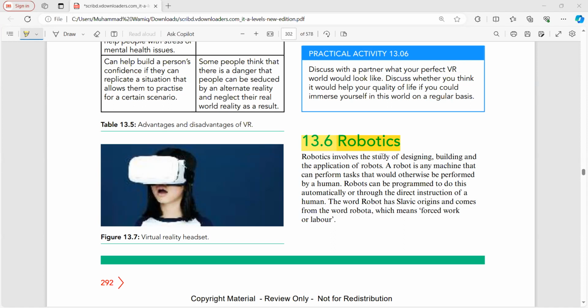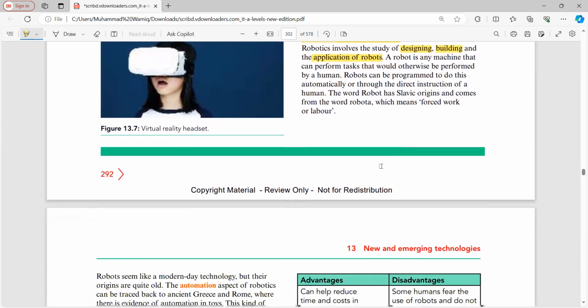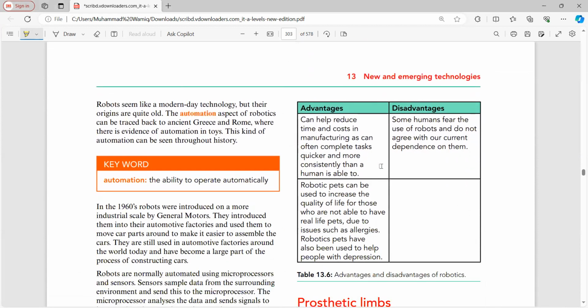Robotics is basically the name of a study that involves designing, building, and creating applications of robots. A robot is any machine that can perform a task that is done by a human, but as we discussed in our last class, what's the difference between humans and robots, we have discussed that quite briefly. Robots are programmed to do any task of a human, and they can do it even more efficiently.